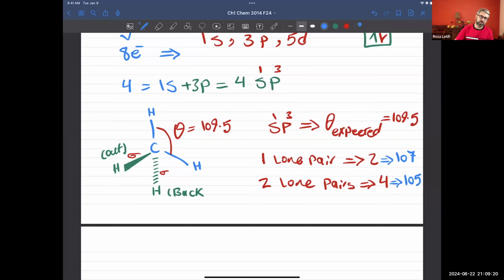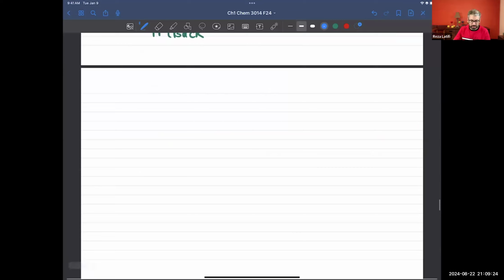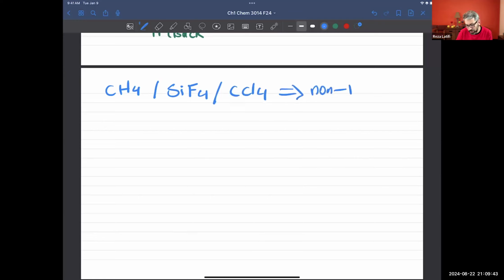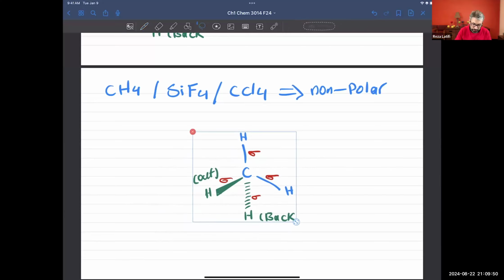Okay, cool. Now, is it polar or non-polar? Anytime you have a perfect tetrahedral and you have 4 identical elements attached to the central atom, regardless of what you are using or writing, all of that will be non-polar. Doesn't matter. Why? Let's answer this. Why will it be non-polar? So I'm going to raise those sigmas.